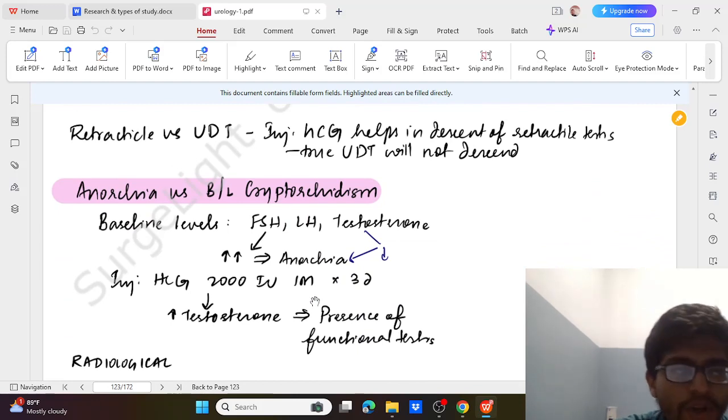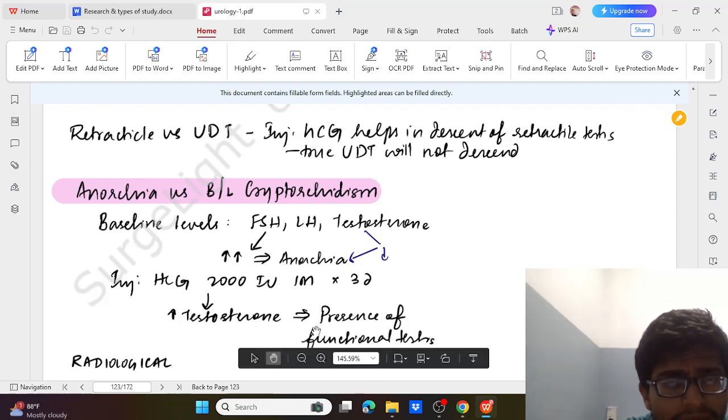Anorchia versus bilateral cryptorchidism, where we check baseline FSH, LH and testosterone. In anorchia there will be increased FSH and LH but low testosterone. If we give HCG in these conditions, if there is presence of functional testis, it will result in an increase in testosterone.